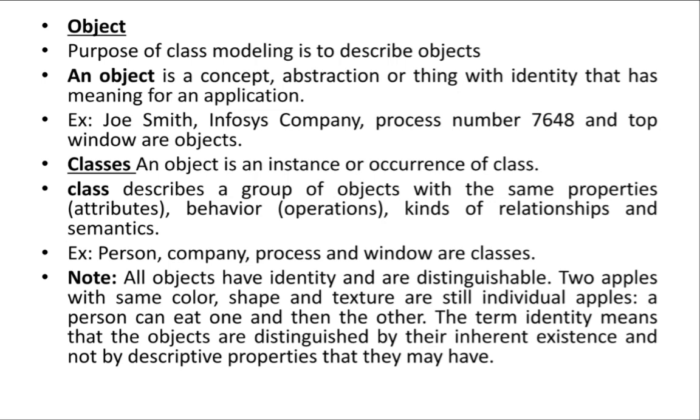What are the same properties they have? All the students belong to the same class, computer science. All the students are studying a professional course. So I am grouping the objects with the same properties, that is attributes. Each student will have a name. Each student will have a register number, those are the attributes. Each student will study. Study is an operation or a behavior.